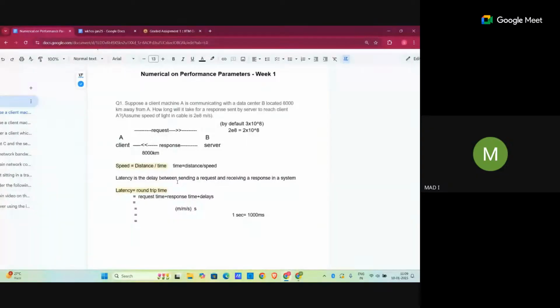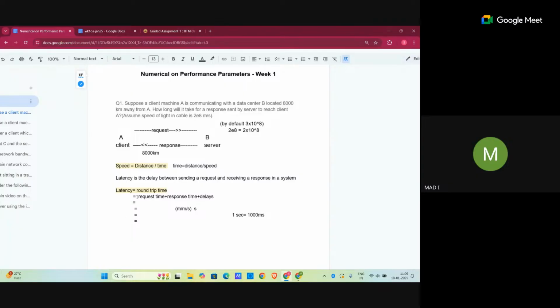Now we will come to our first question. Suppose a client machine A is communicating with a data center B located 8,000 km away from A. How long will it take for a response sent by the server to reach client A? What will happen first? The request will go from client A to the server. After that, the response will come from server B to client A. So basically, they are asking us about latency.